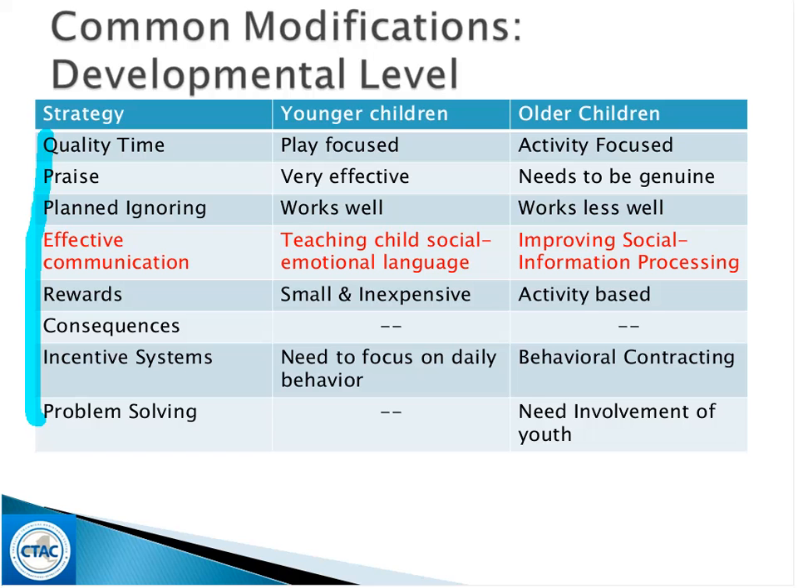Rewards for younger children can be small and inexpensive. For older children, it's typically activity-based. Incentive systems for younger children often need to focus on daily behavior and daily rewards, whereas incentive systems for older kids are really around behavioral contracting, having a contract for a certain set of behaviors with longer-term consequences. And problem solving is really much more helpful when you're including an older youth. Younger children have very limited capacity to help with the problem-solving process.